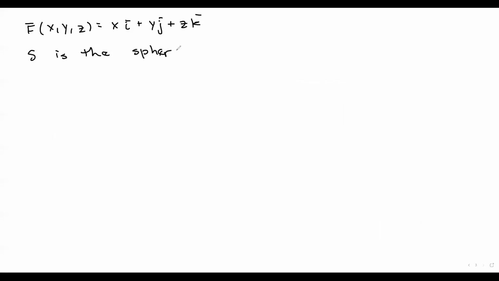See if we can get this one as well. All right, so we got F of x, y, z equals x i plus y j plus z k. S is the sphere with radius 1 at the origin.